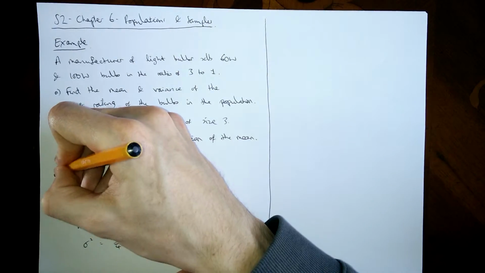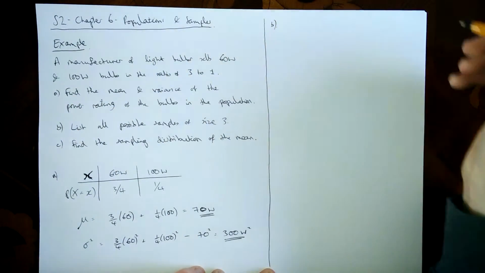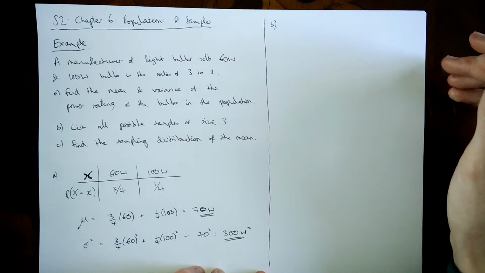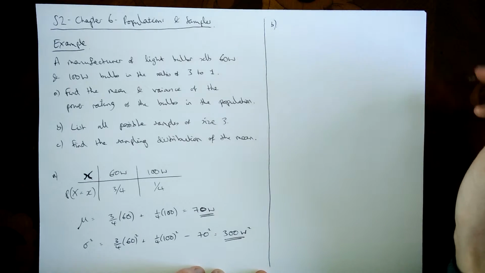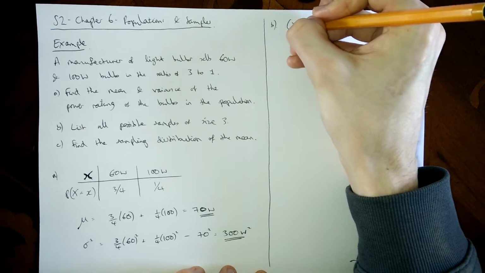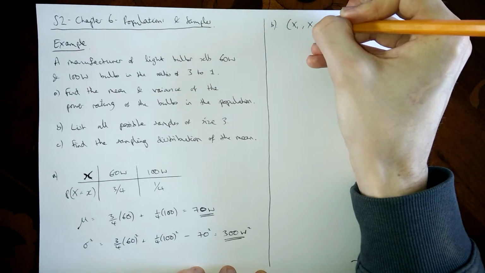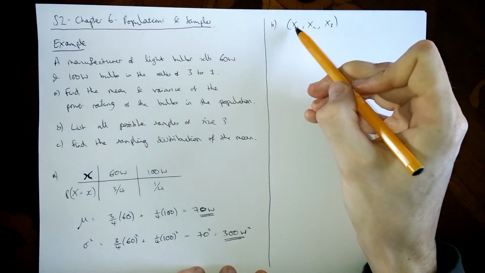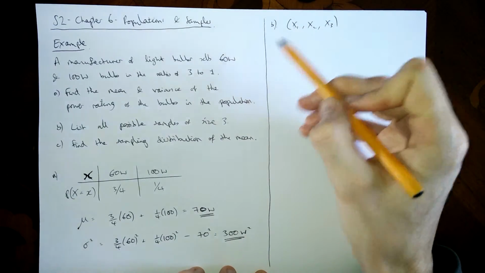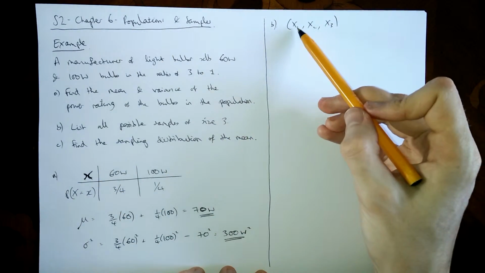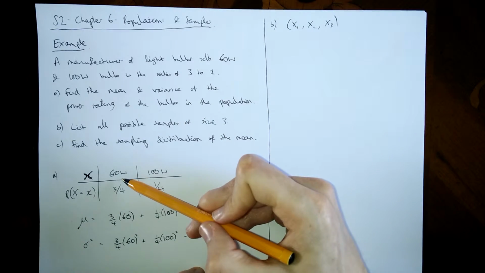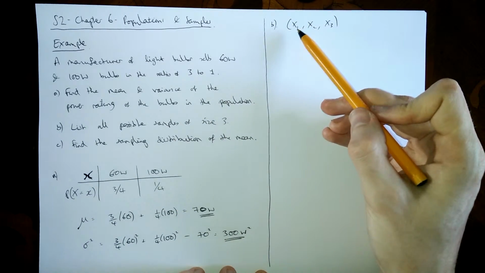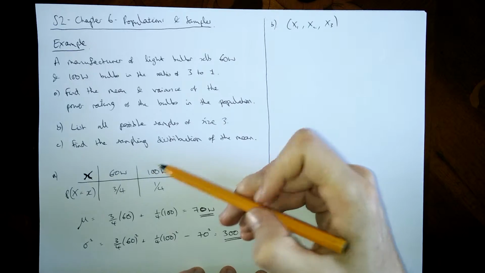That's part A. Part B then is where we start doing some S2 stuff. So listing all the possible samples of size 3. So a sample, if you recall, is a list of 3 numbers in this case, because it's size 3. Each of those numbers is distributed in the same way as the original x. So there's a 3/4 chance that x1 could be 60 and a 1/4 chance that x1 could be 100.